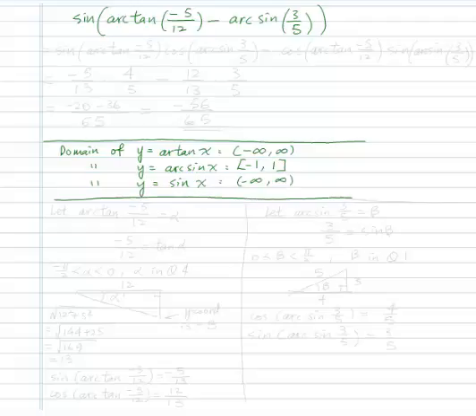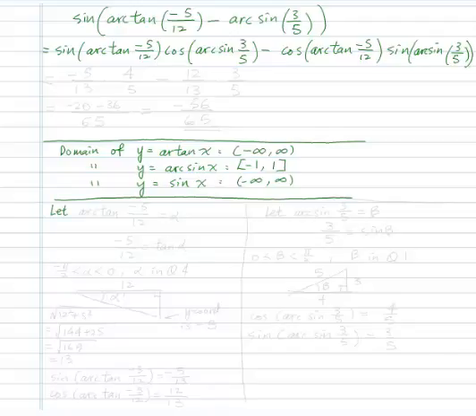We go back using the sum identity for sine. It equals sine of arctangent of -5/12 times cosine of arcsine of 3/5 minus cosine of arctangent of -5/12 times sine of arcsine of 3/5.